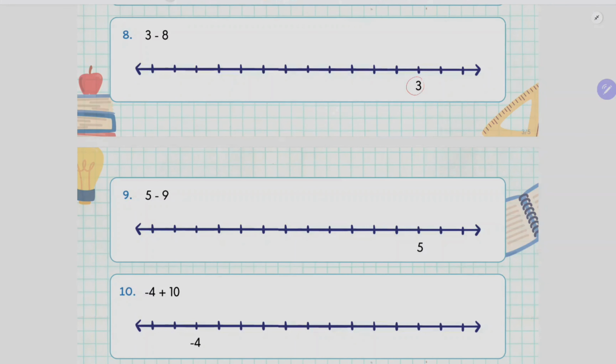So we're on 3 take away 8. Remember the rule? If it's a negative number, we go towards the left. So we'll have to count 8 jumps. 1, 2, 3, 4, 5, 6, 7, 8. And let's fill those numbers out: 2, 1, 0, -1, -2, -3, -4, and we land on -5. So your answer should be -5.